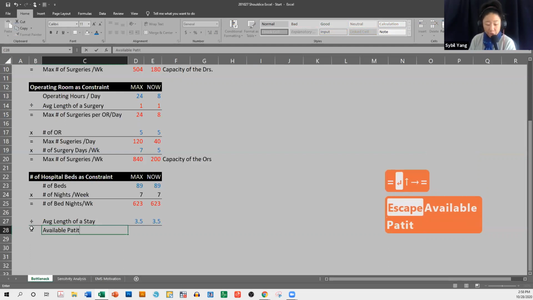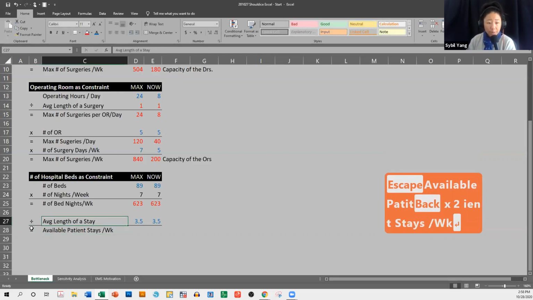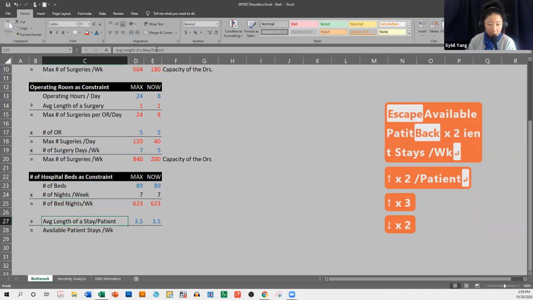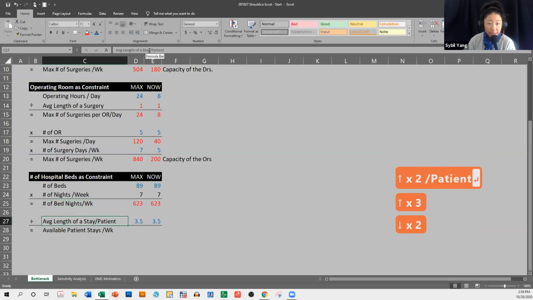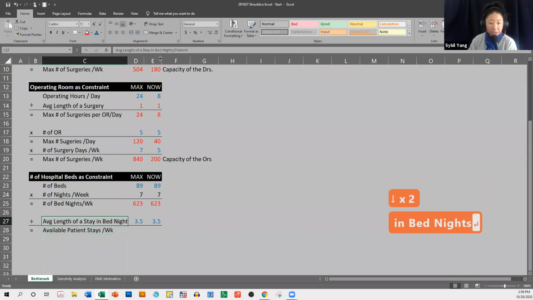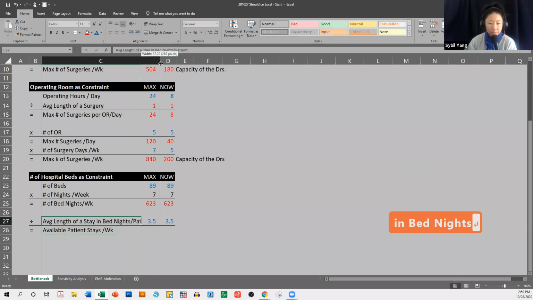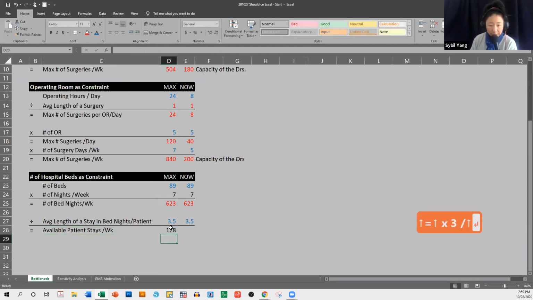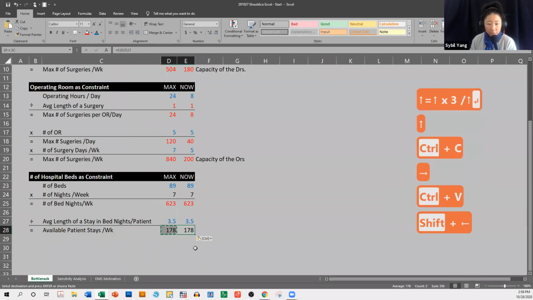available patient stays per week. So I'm going to write average length of stay in bed nights per patient. That way we can keep our unit math straight. Equals that divided by that.